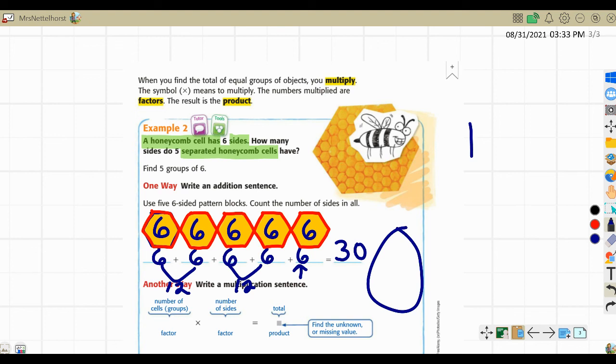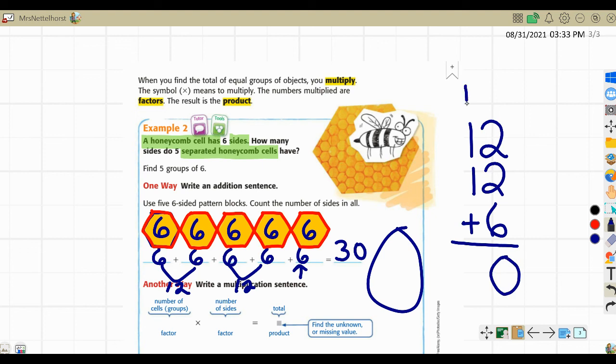So I have 12. Now in 3rd grade, we stack our addition and subtraction problems. Always, always, always. We don't try and do them horizontally. Okay? So 6 plus 2 is 8 and 2 more is 10. I put the 0 in the 1's place and I have to carry the 10 over to the 10's place. 10 plus 10 plus 10 is 30.